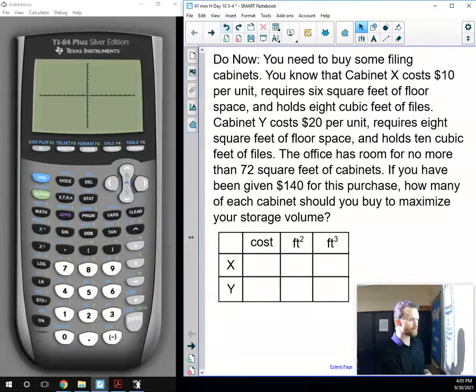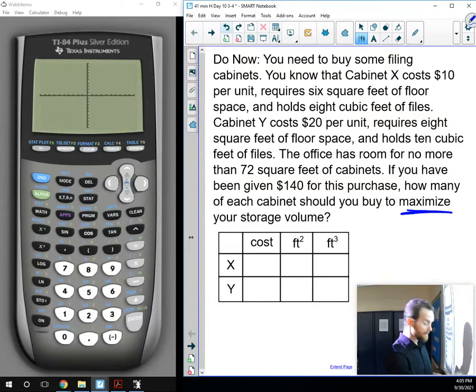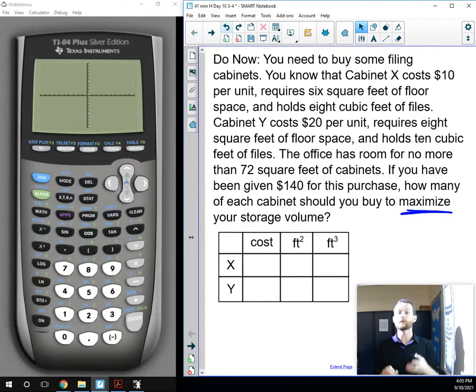storage volume? As soon as you see this word maximize, you just think, oh, this might be a linear programming problem. A problem where we need to sort of maximize something given the constraints, the limitations we're dealing with, and that's exactly what it is. All right, let's take a look.